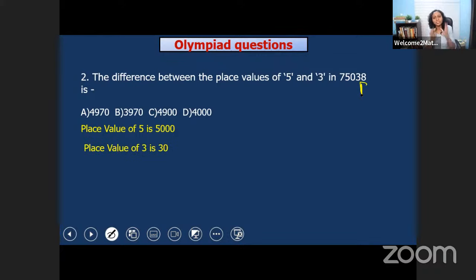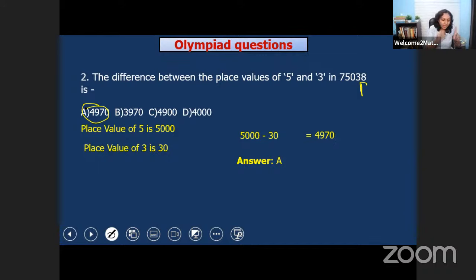So now what do you have to do? Just do the normal subtraction. We have to subtract 30 from 5,000 and it's 4970. Okay. So our answer would be option A. Option A is 4970. So it is our answer. And many of you have done it already. It's correct. It's 4970. Very good.